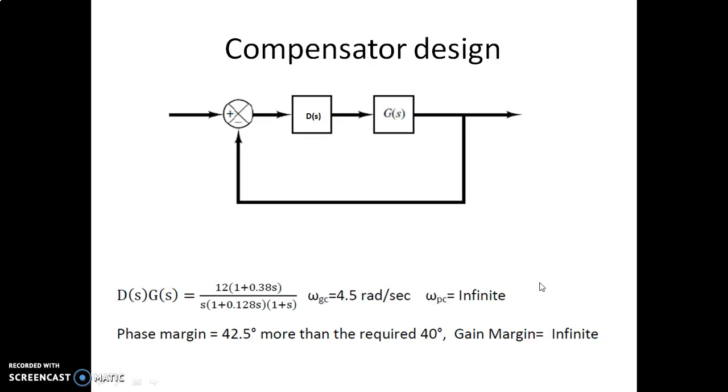So we can find out the phase margin, and of course the gain crossover frequency. You can see before compensation, before having this D(s) along with poles and zeros, you had a phase margin of 16 degrees. By adding this compensation network, the phase margin has increased from 16 degrees to 42.5 degrees. What we started with is that we were supposed to have a phase margin of more than 40 degrees. That is now achieved.